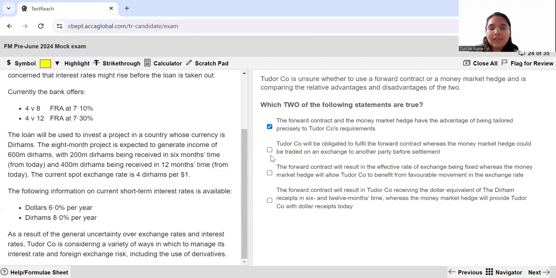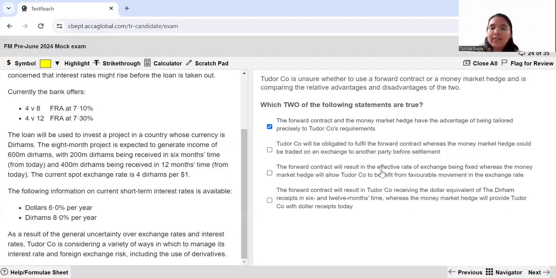Then moving ahead to further statements, Tudor company will be obligated to fulfill the forward contract, whereas money market hedge could be traded on the exchange to another party before settlement. Again, this is incorrect. Why? Because forward contract they will definitely have to fulfill, but even the money market hedge, they cannot trade it in the market because it is custom made according to their requirements. Hence, they cannot really trade it in the market. So this statement is incorrect.